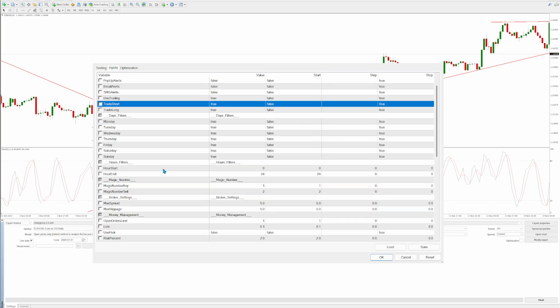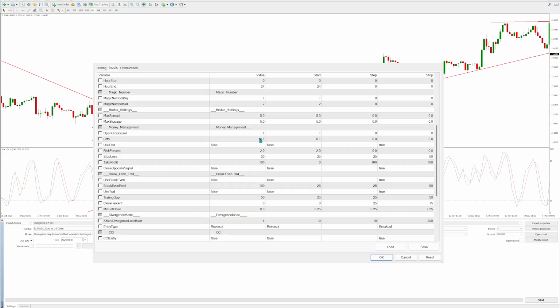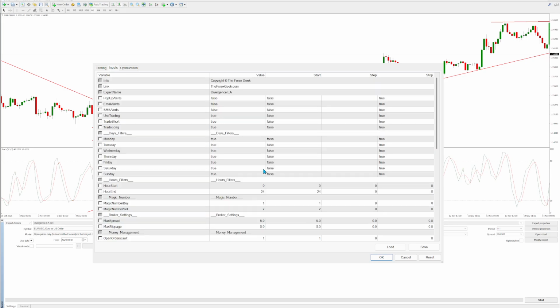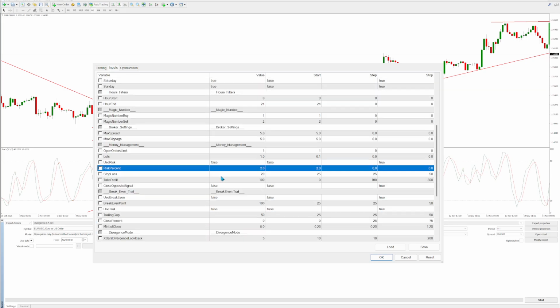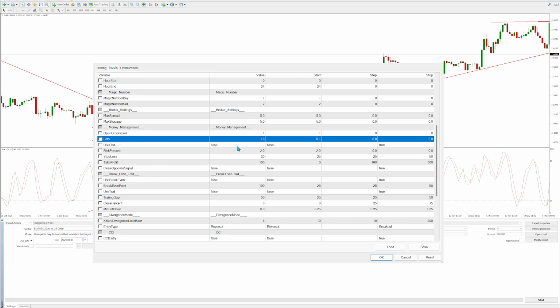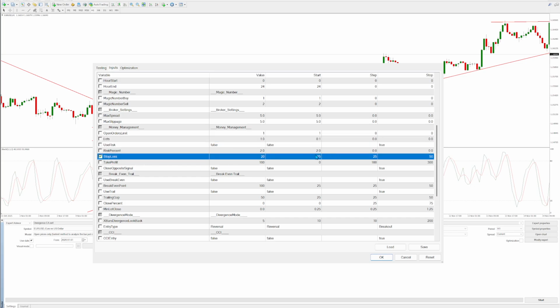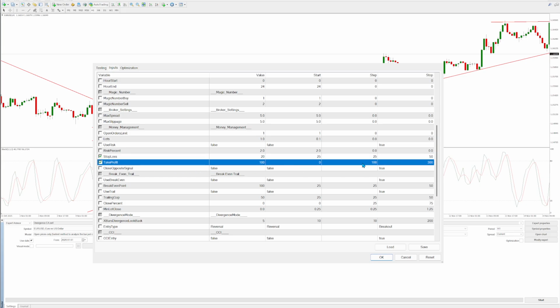So for this optimization, let's choose the settings we want to optimize. I think we'll trade with one standard lot. Okay, so use is false, one standard lot. For the stop loss, we'll optimize a stop loss of 25. We'll go up in 25 pip increments and we'll stop at 50. Take profit, we'll start at 0, go up at 100 and stop at 300.